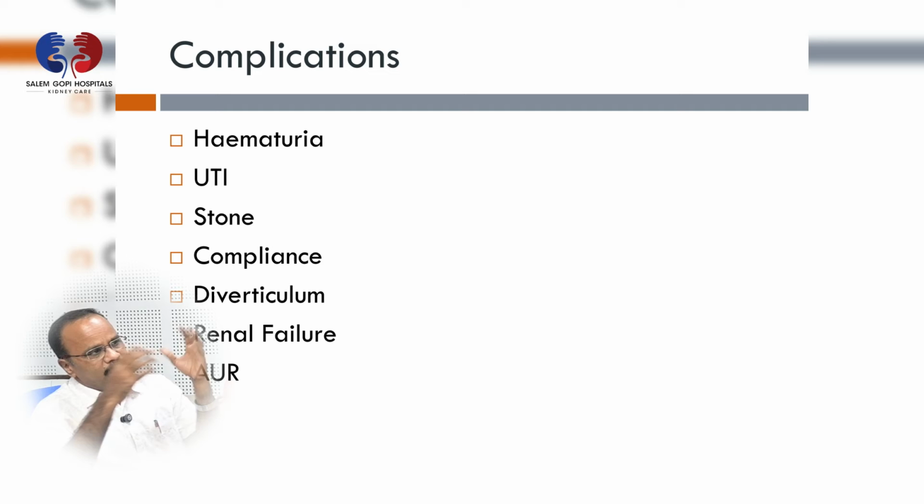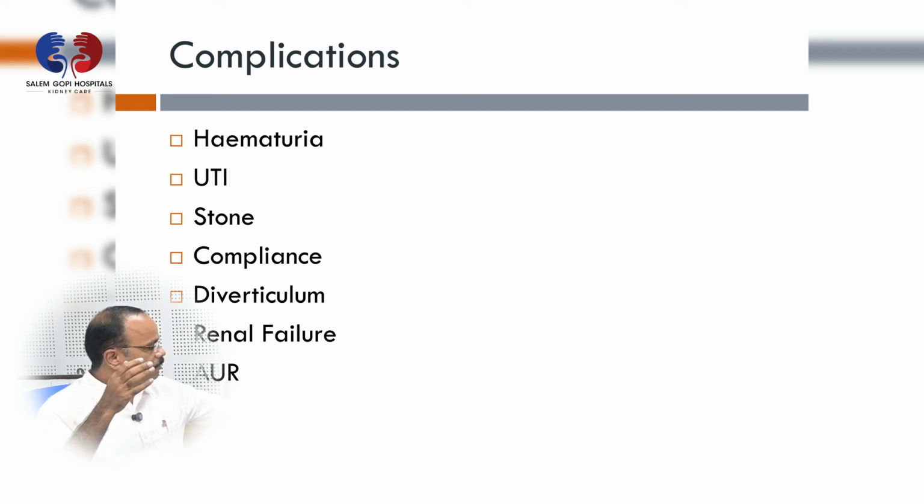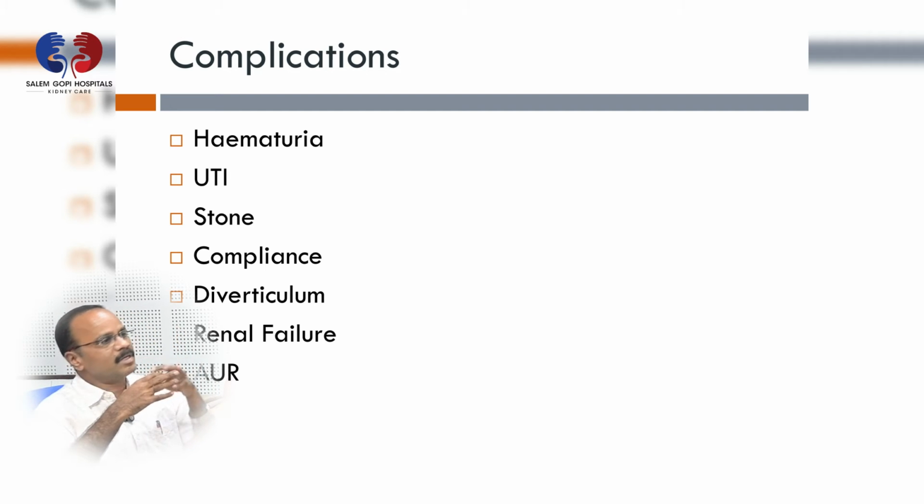So what are the complications? If you ignore these symptoms, you will end up with complications. Example, gross hematuria, that means the urine is completely mixed with blood, and recurrent urinary tract infection because of storage of the urine, and stone formation because the urine is already stored in the urinary bladder.